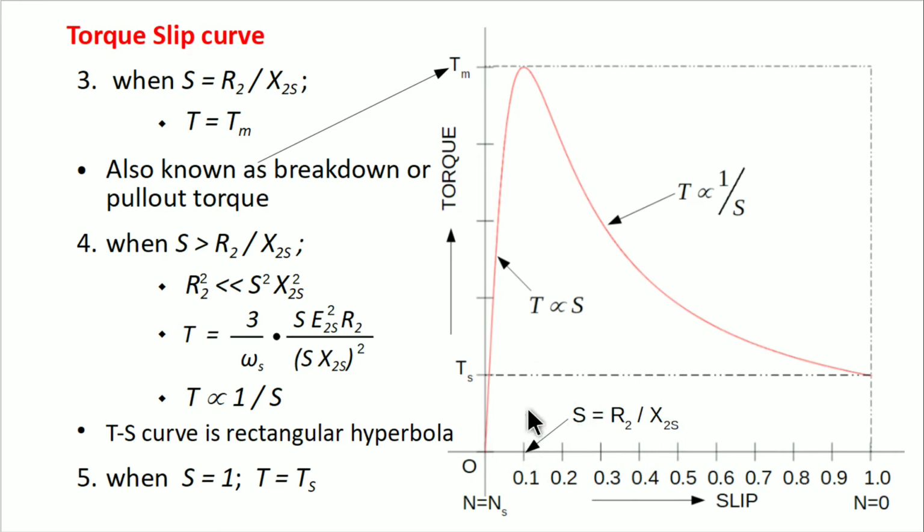At this slip value, torque becomes maximum, and beyond this value, when slip is more than R2 over X2s, the torque is inversely proportional to slip, and the curve is a rectangular hyperbola. Finally, when slip is 1, the torque is equal to the starting torque.